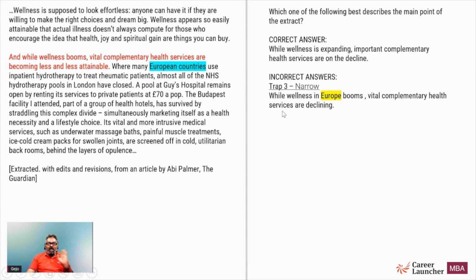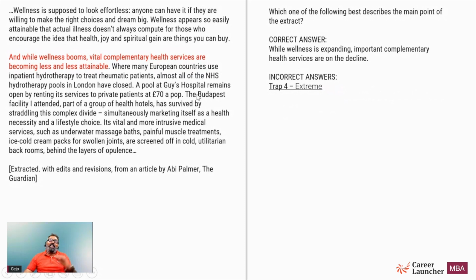Okay, this is trap number 3. Trap number 4, extreme. Let's put some words which are degrees of extreme: most, always, never, only, primary, strongest, weakest, worst, superlatives. Usually in the passages, the author does not take these very extreme positions. Now, if the author takes an extreme position, then an extreme position is fine. But here, the author has not taken an extreme position.